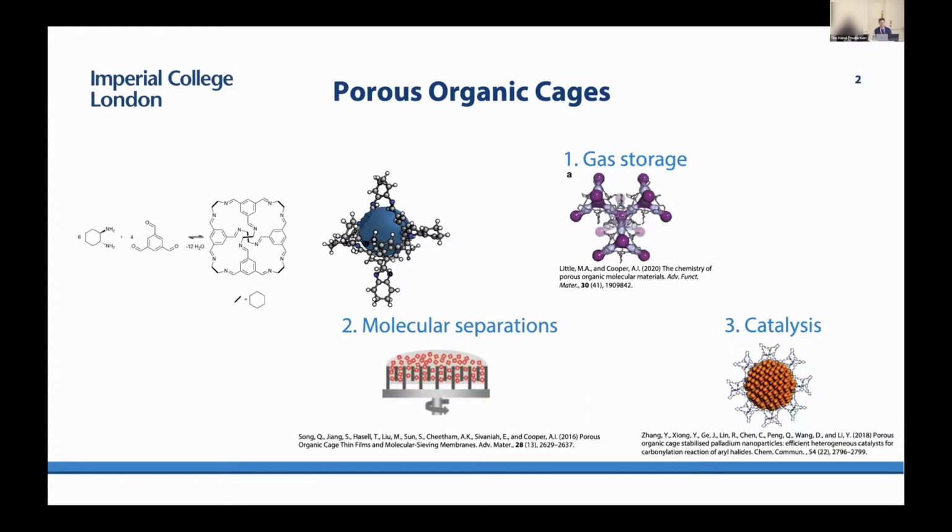Typical applications for cages include gas storage, molecular separations, and also catalysis, and these all originate from this permanent internal cavity. They also offer advantages over conventional porous materials such as zeolites. Due to their organic nature, they are solution processable, and this allows for post-synthetic modifications, which could dramatically alter the properties as well. And as the demand increases to tackle global challenges such as climate change, we're increasingly looking towards these alternate sources of material for these applications.